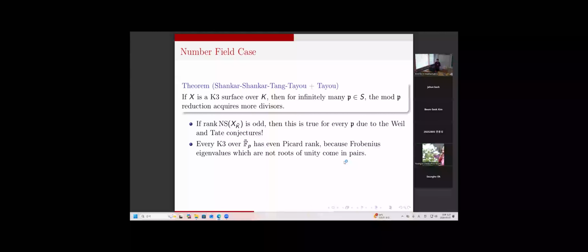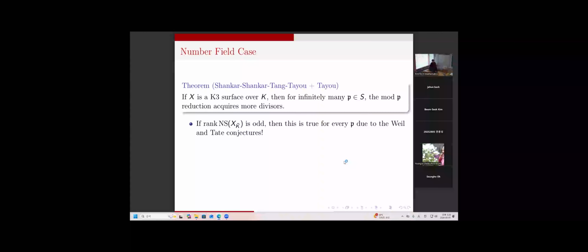But the second Betti number of a K3 surface is 22. It's also an even number. So the Frobenius eigenvalues which are roots of unity also come in an even number. So if you apply the Tate conjecture, this implies that the Néron-Severi group of the Zariski closure has even rank.